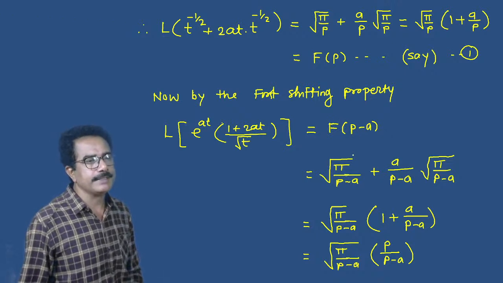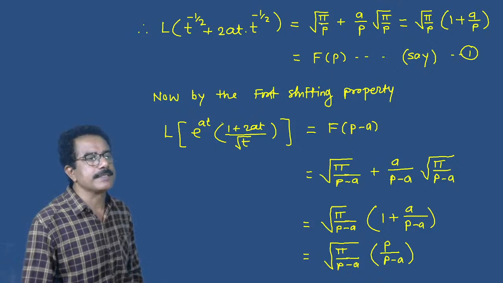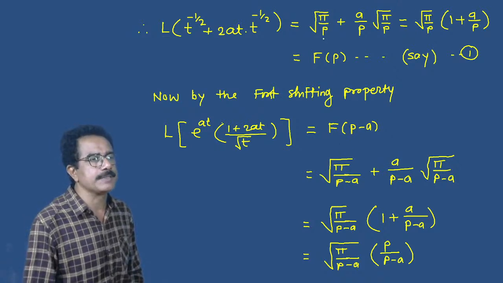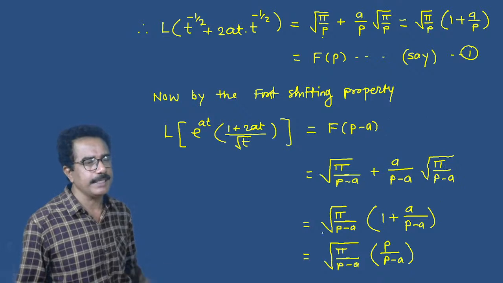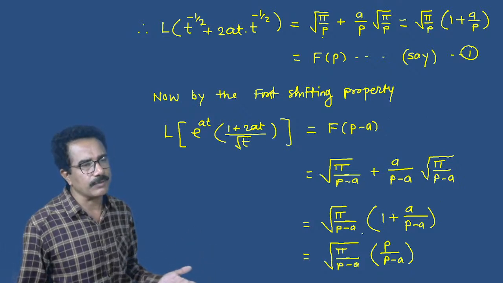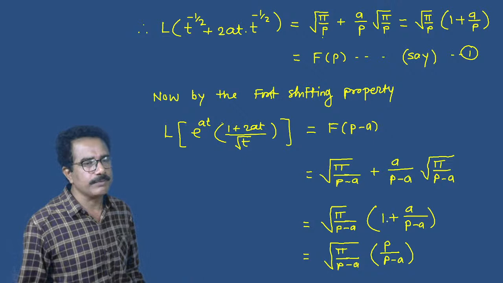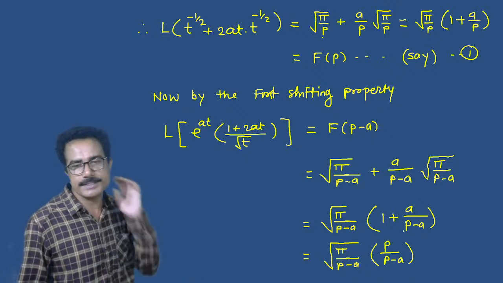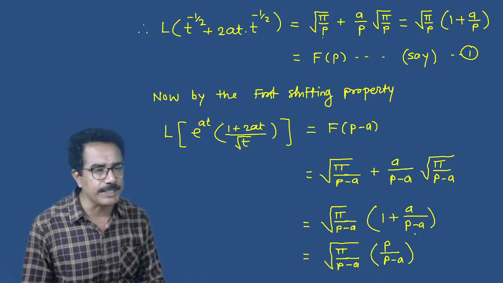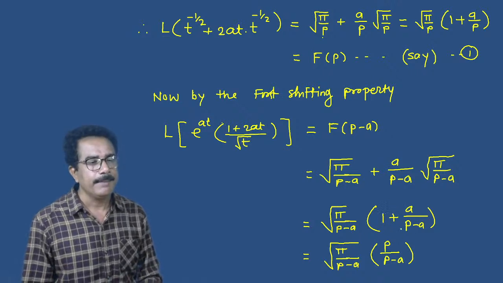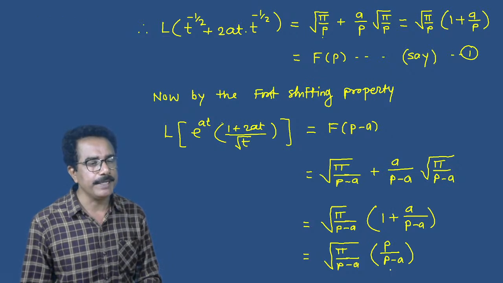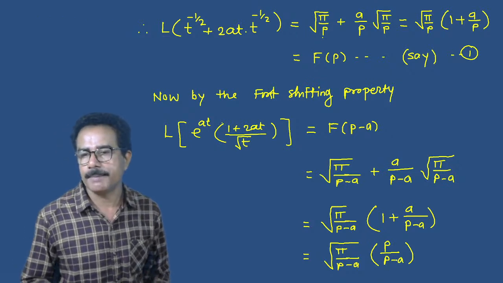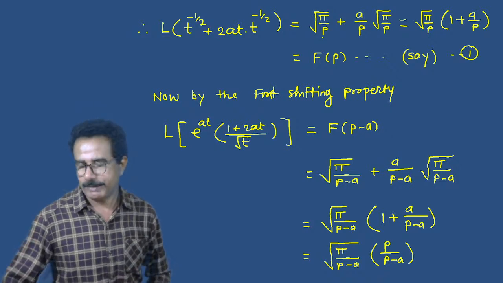So we can write in place of this, root of pi divided by root of p minus a, plus a divided by p minus a, root of pi divided by root of p minus a. Root of pi by root of p minus a is the common term. So the remaining term is 1 plus a divided by p minus a. If you take the LCM of this, p minus a plus a, the minus a and plus a get cancelled. So p divided by p minus a. This is the complete Laplace transform of the given function.